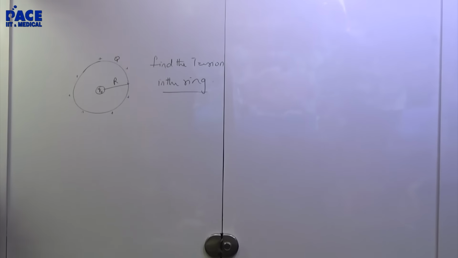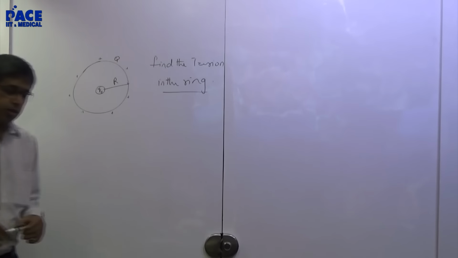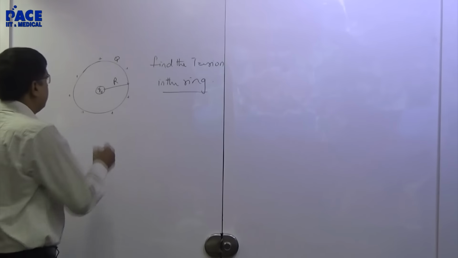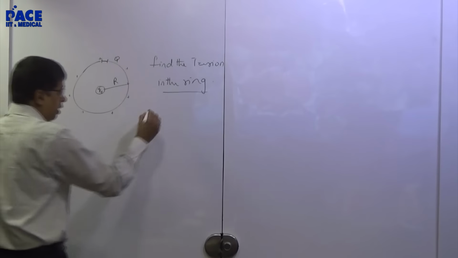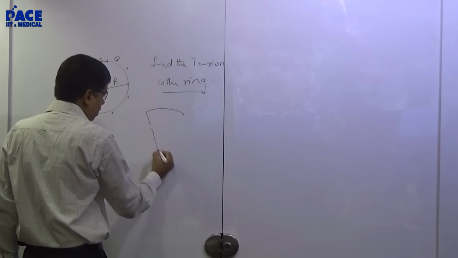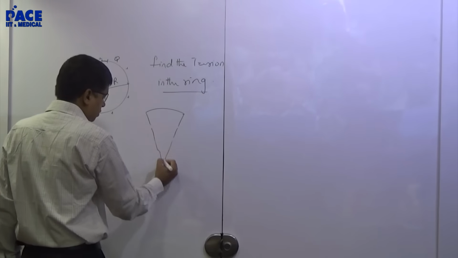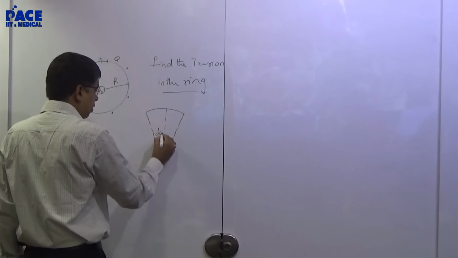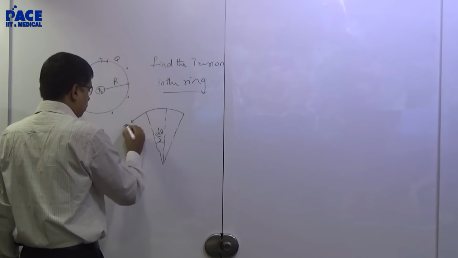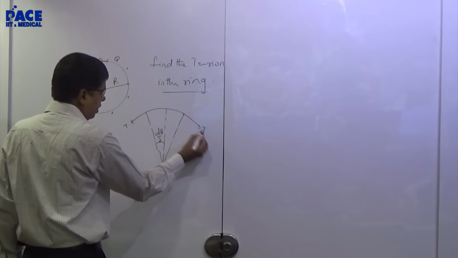Sir, by R square. Yes, yes. The system is in equilibrium means you will take a small element here. The small element will come like this. This will be d theta by 2. This will be T and this will be T.